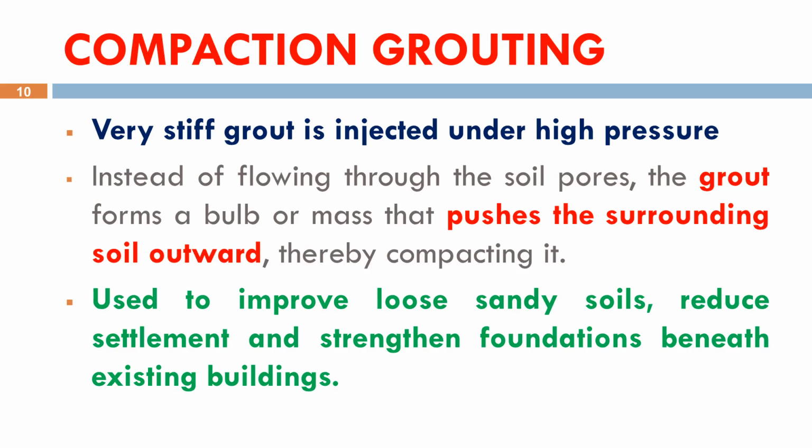Unlike permeation grouting, this technique uses a very stiff cement grout injected under high pressure. Instead of entering the soil pores, the grout forms a compact bulb that pushes the surrounding soil outward. This action increases the density of the surrounding ground and improves its bearing capacity.